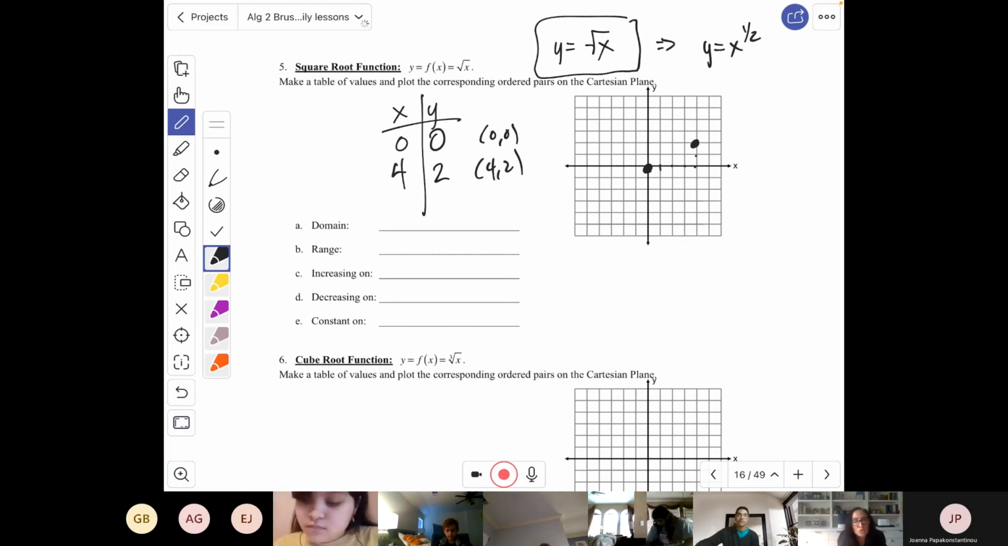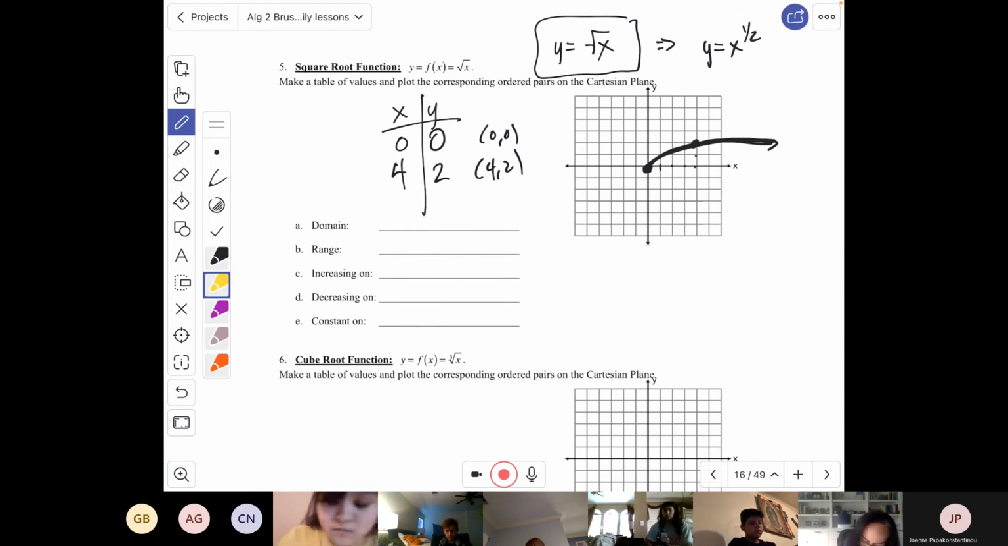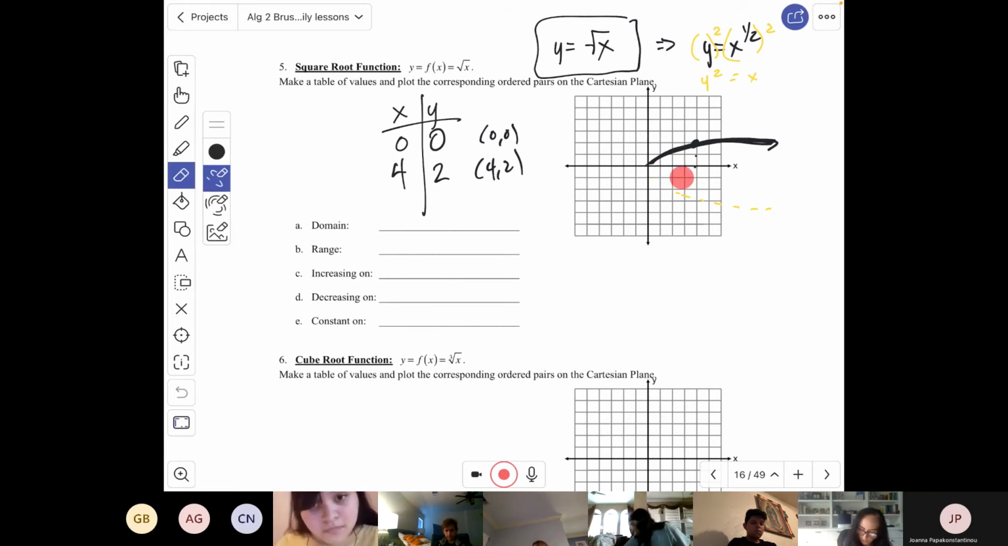But the question is, what does the graph of this look like? The graph of the parent square root function looks like that. The little hint is it's that part of the parabola if it were to open to the right. Why is that? Because if I were to square each side, I would get y squared equals x. So technically, it's that upper part of the graph of a parabola where the y term is squared. It doesn't really include the lower part, but I wanted you to see where it came from.